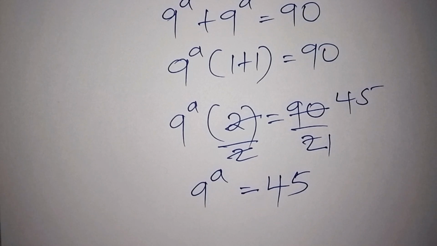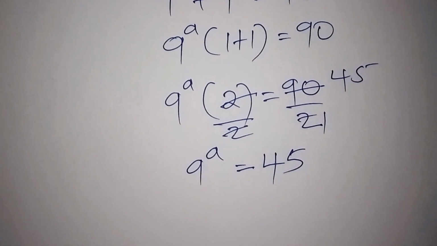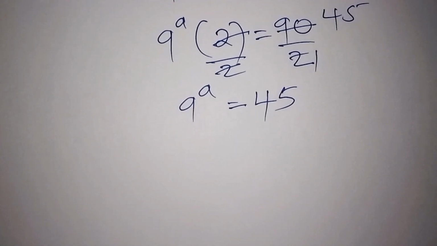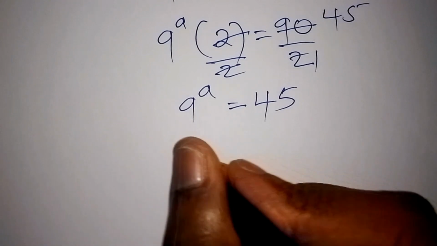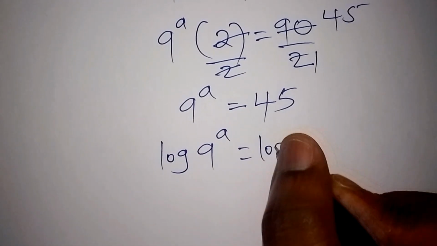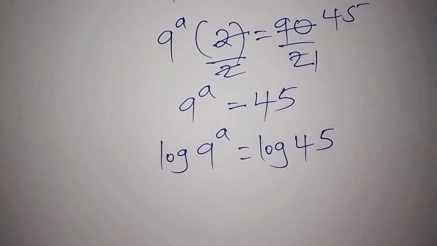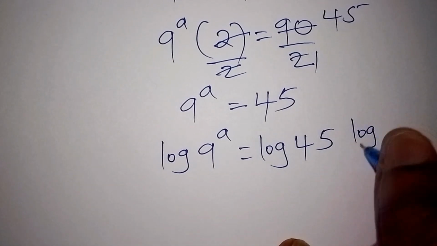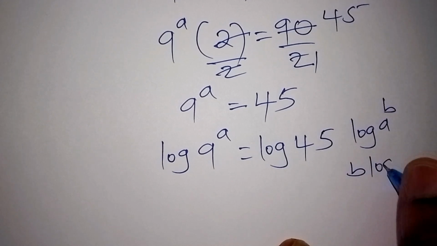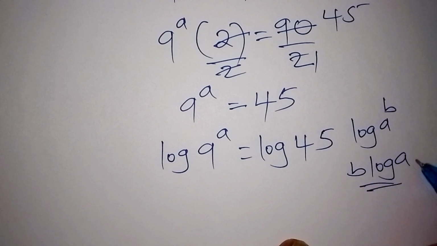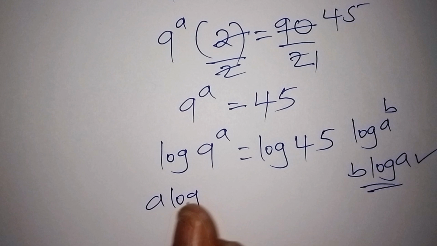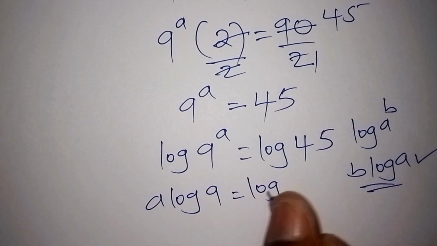How can we solve for the value of a in the fastest means possible? Let's use the log. Let's introduce the log on both sides, so we have the log of 9 to the power of a is equal to the log of 45. Assuming we have the log of a to the power of b, this can also be written as b times the log of a. That means the log of 9 to the power of a can be written as a times the log of 9, equal to the log of 45.